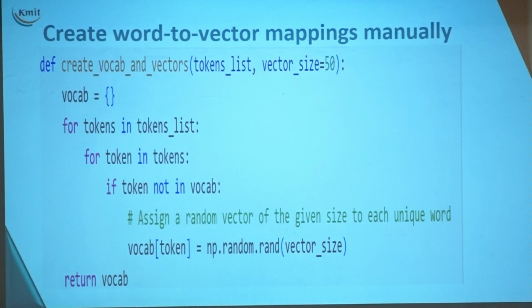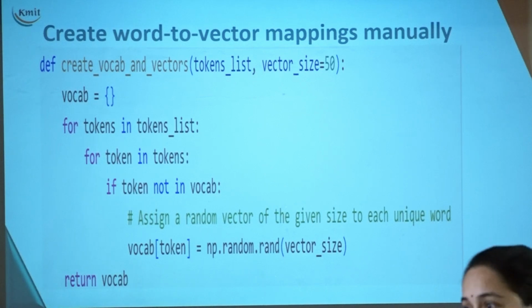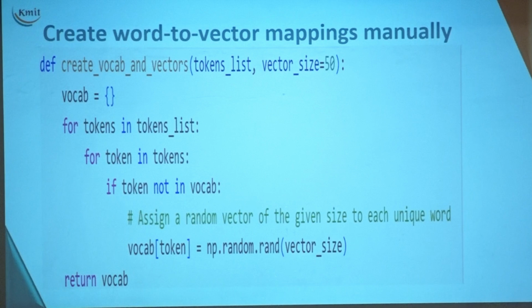So here we need to build our vocabulary. Vocabulary is nothing but our lookup table or our embedded matrix that is going to take a word and map it with its word vector. So that we are going to build here, and that's how the chosen name is create vocab and vectors. Correct? Now what are we passing as parameters here?